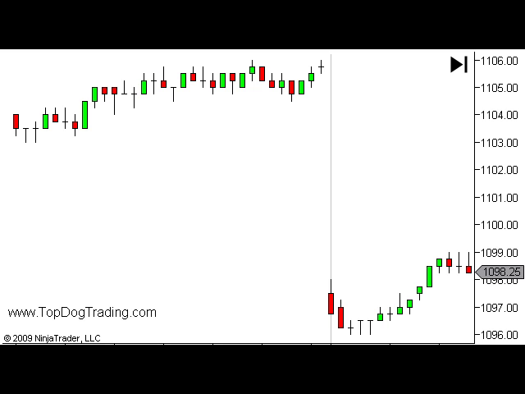Now, this chart happens to be the E-minis. It's a 1,000-tick chart, but this could be any chart, any market, any time frame. Could be a daily chart of a stock, could be Forex. The principles apply the same to any market. And so here we have our candlestick patterns.